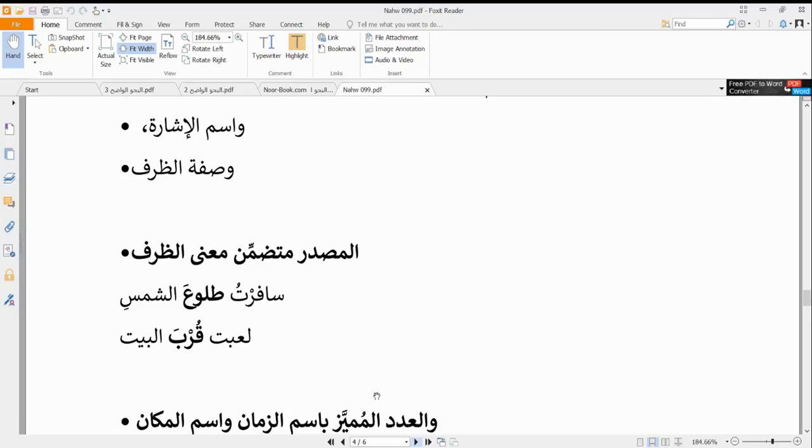Or la'ibtu qurba al-bayt, I played close to the house. So qurba is also a masdar. However, in the real sense, it is not actually a zarf, but we can see that it is telling us the place where something happened. So it is basically functioning as a zarf. So that's the first one.